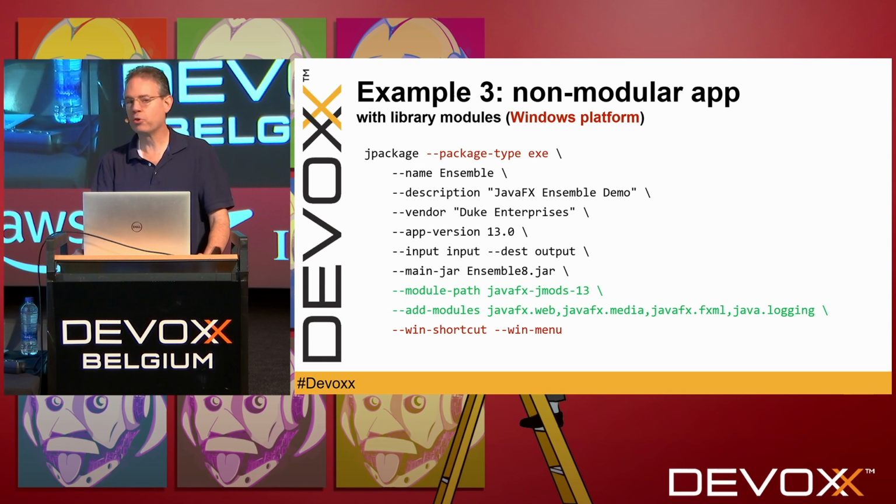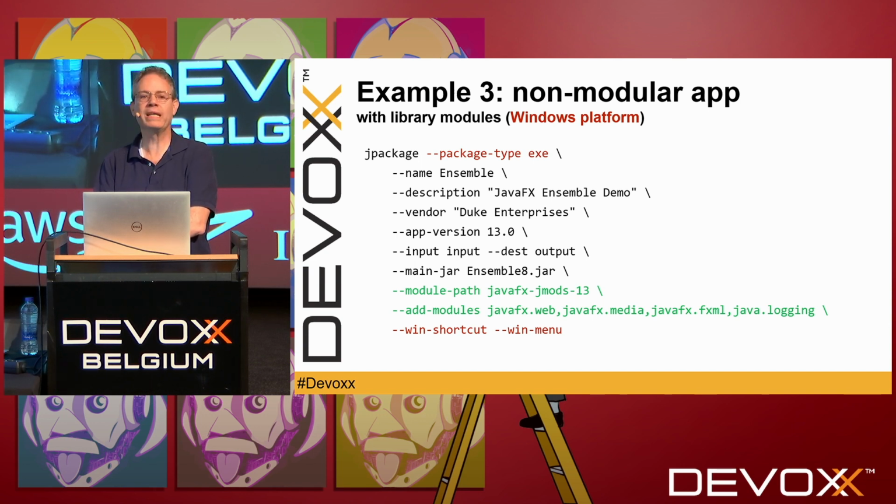This example shows another standard non-modular class path application, but this time with some additional libraries. I picked one that's near and dear to my heart, which is JavaFX. And what we've done here is we've taken one of the example programs for JavaFX called Ensemble, and we've created a jar file from that. So that was done outside as a normal step. You run javac, you package it up with jar, and now I have ensemble8.jar.